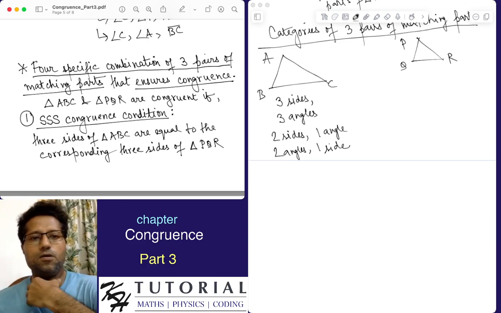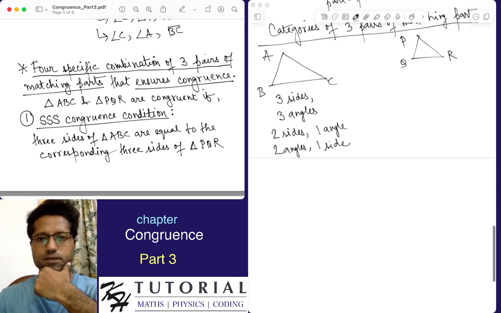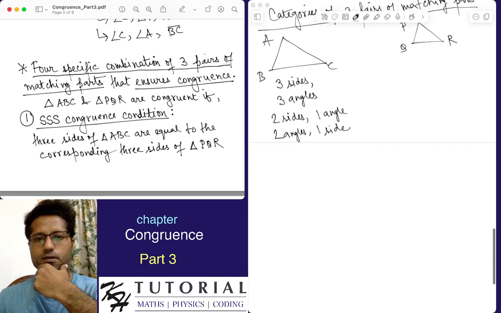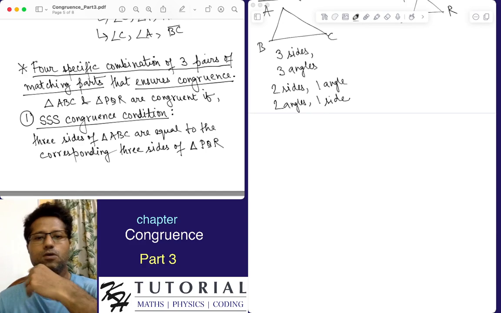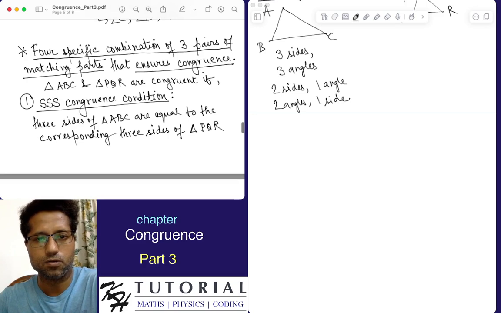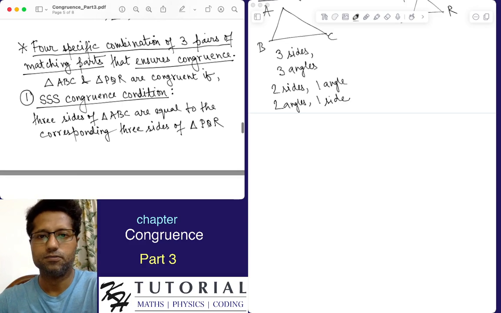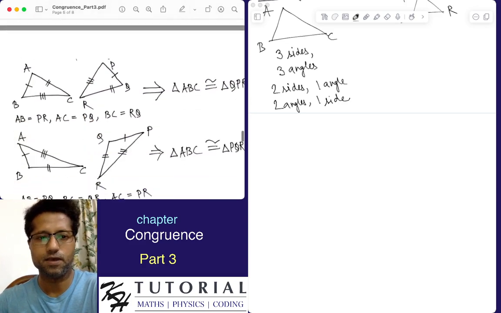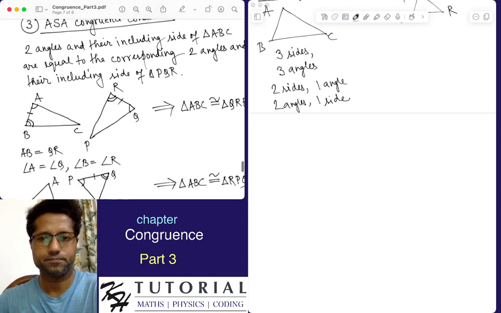So it says that 4 specific combinations of 3 pairs of matching parts ensure the congruency of two triangles. So if I consider the triangles that we are discussing the congruency about, let the triangles be ABC and PQR. So we will discuss now the congruence conditions, which are basically 4 specific combinations of 3 pairs of matching parts. So we have SSS, we have SAS, we have ASA, and we have finally RHS.